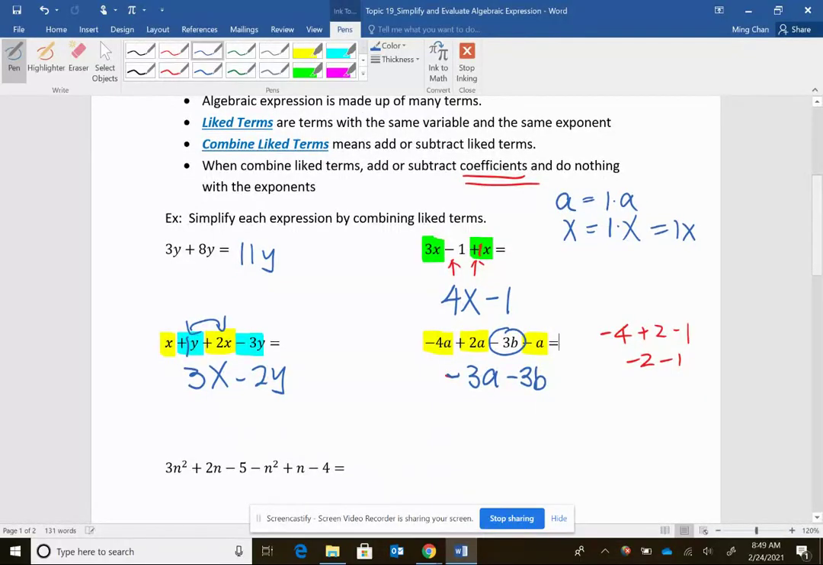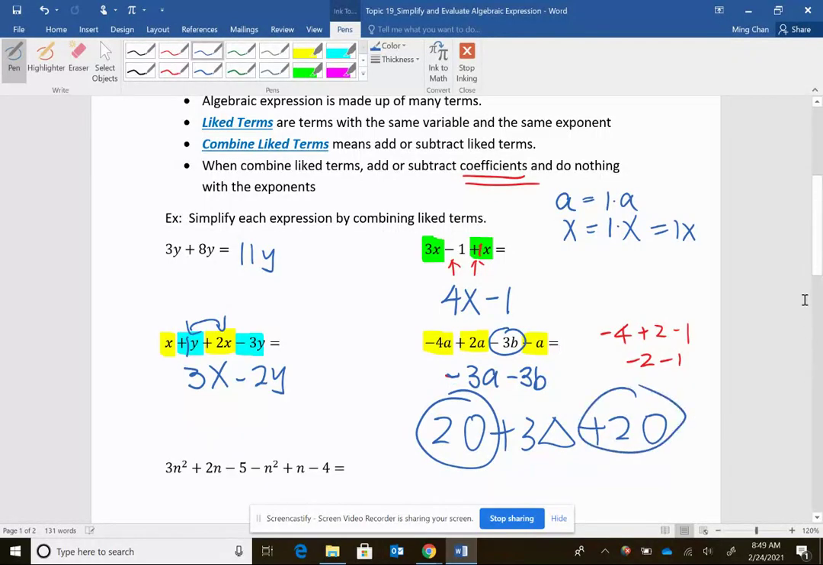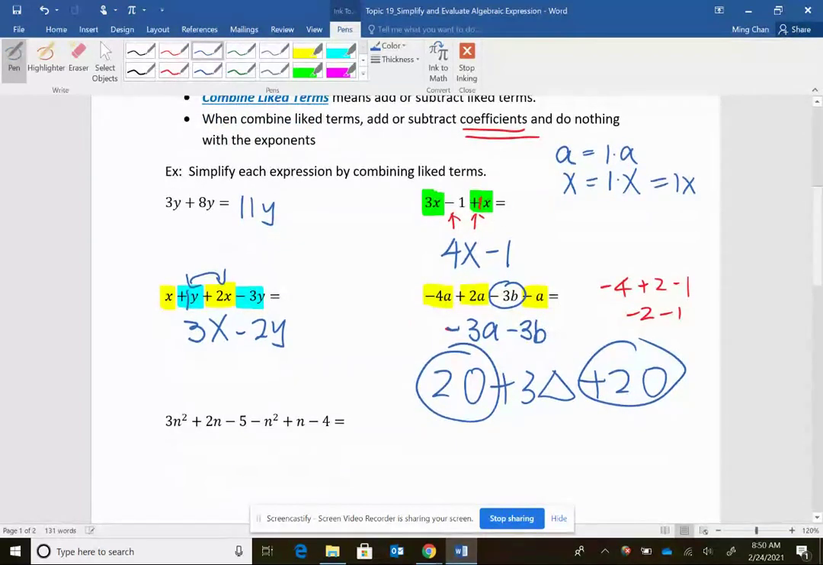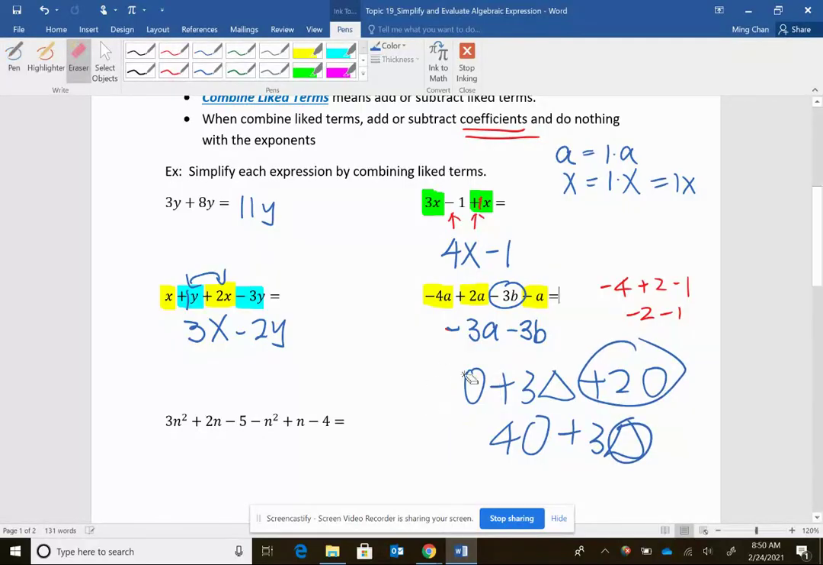If I have two circles plus three triangles plus two circles, then these two circles and these two circles can be combined, right? Put together as one object. So that gives me four circles. But the three triangles are not like terms, not the same thing as circles. So I just put them right next to it. That's all we're doing.